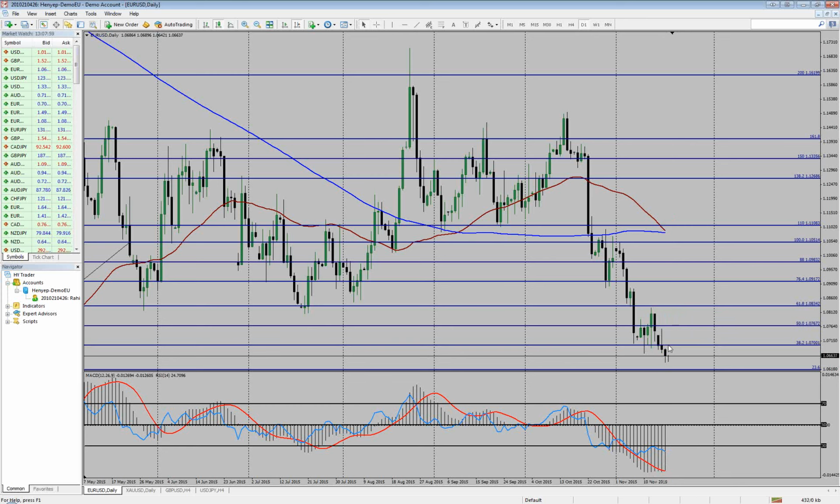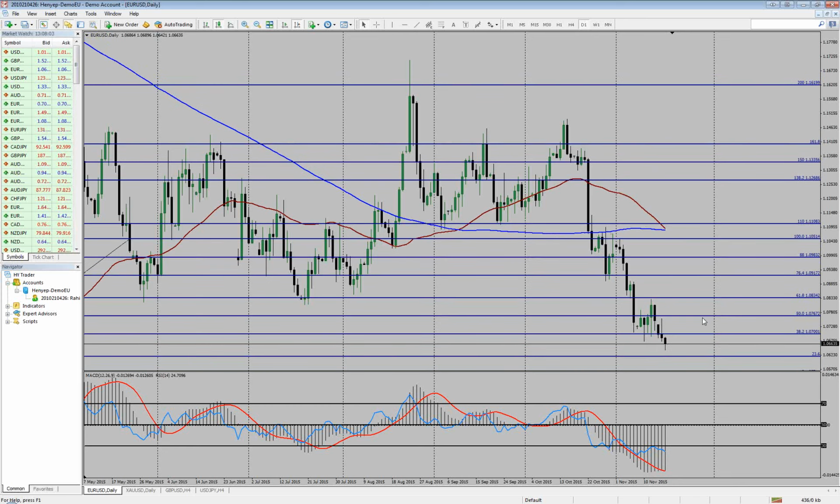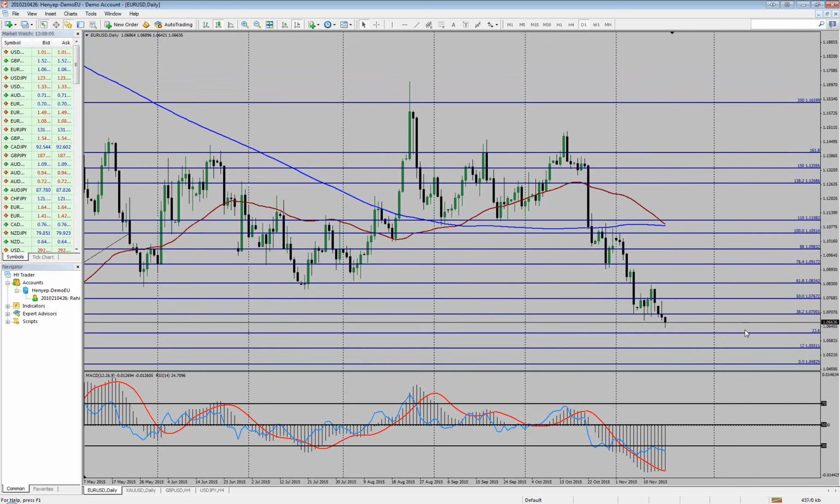So at the moment, my expectation is that as long as the pair is below the 1.07 zone, we are bearish and our target remains at the 1.0550 level, which is the 12% Fibonacci retracement zone.